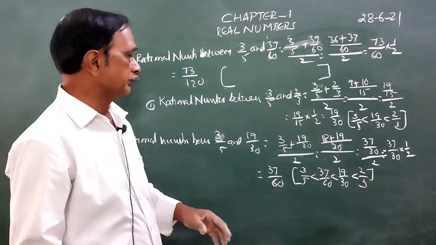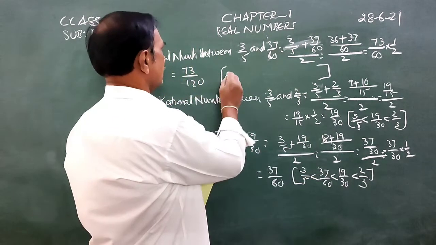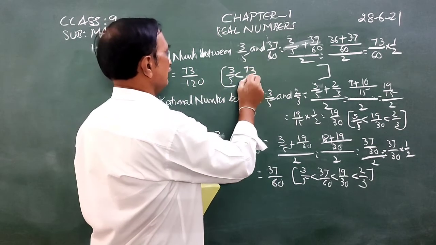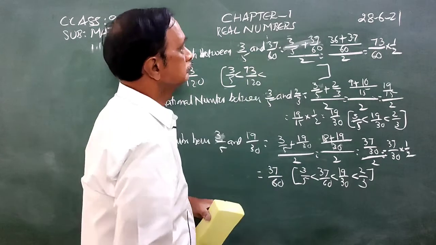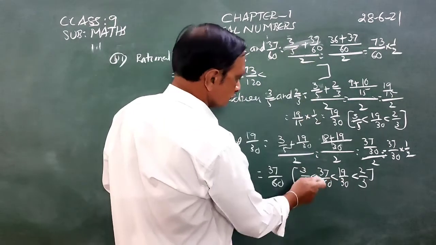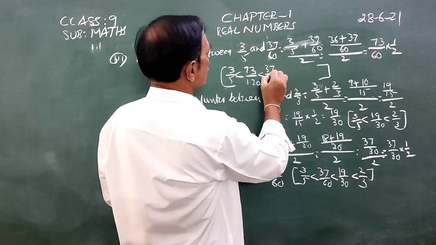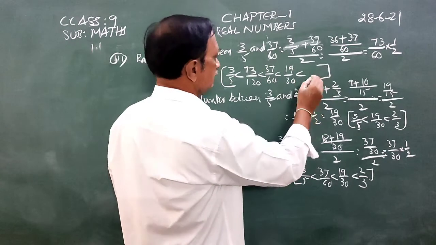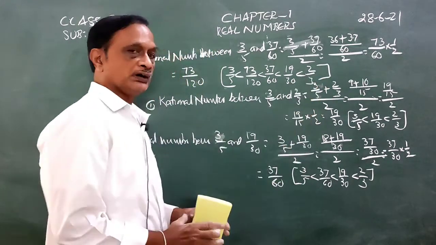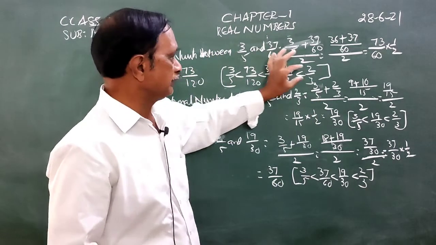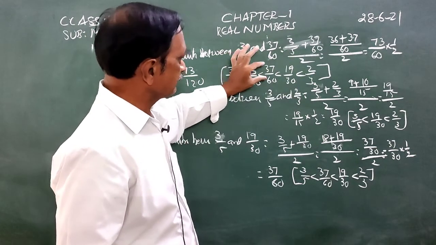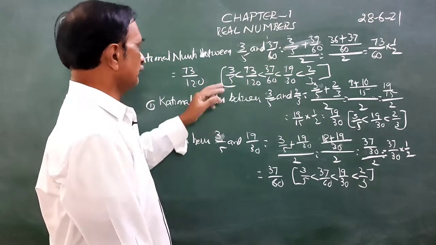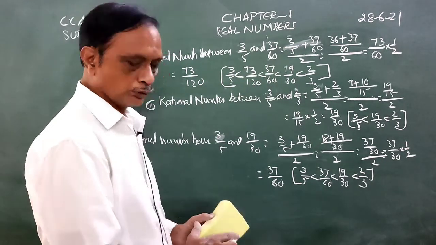So we got three rational numbers between 3 by 5 and 2 by 3. What are they? 3 by 5 less than 73 by 120 less than 37 by 60 less than 19 by 30 less than 2 by 3. So what are the three rational numbers obtained between 3 by 5 and 2 by 3? 73 by 120, 37 by 60, 19 by 30. So you can frame many more rational numbers that lie between 3 by 5 and 2 by 3 in so many ways.